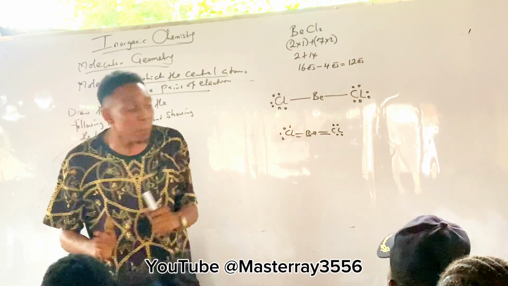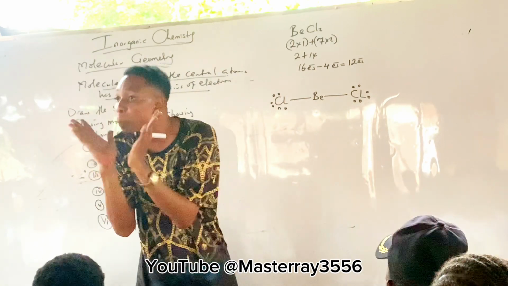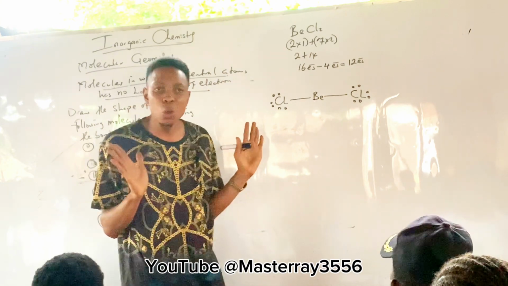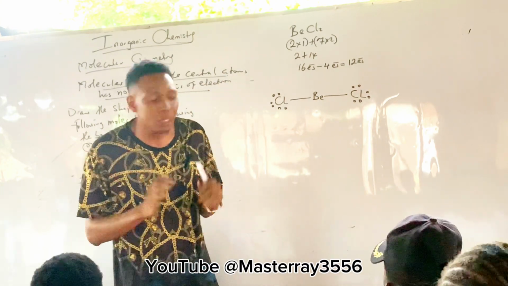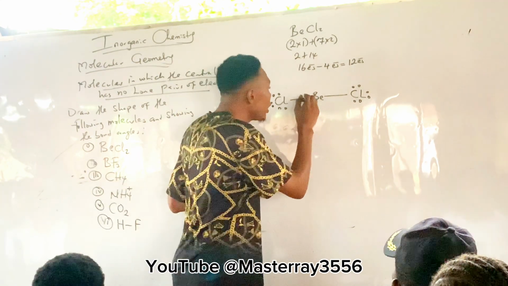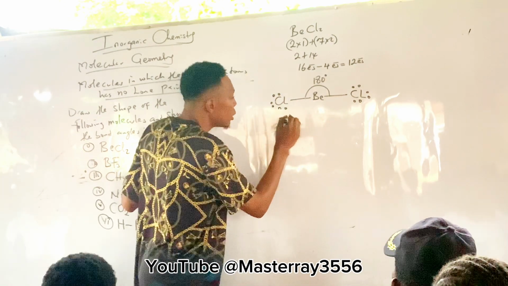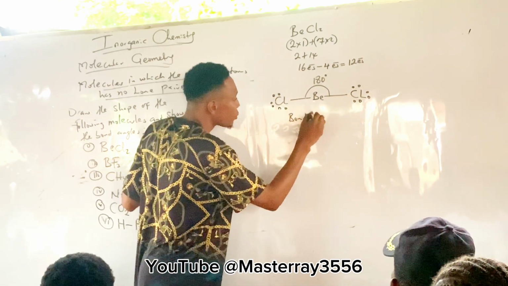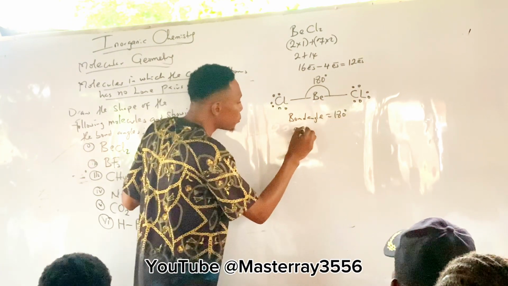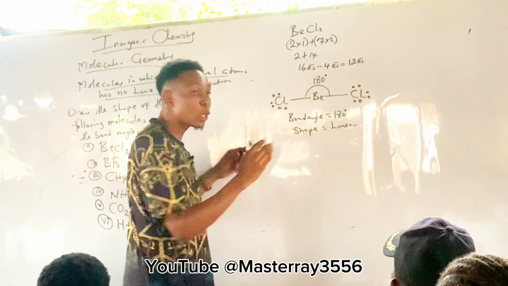Then when it comes to predicting the geometry, unlike now, there are no lone pairs with me, so you leave it like that. And like this, we have to predict the bond angle. The bond angle for this one is 180 degrees. The shape is linear, because it is a straight line.